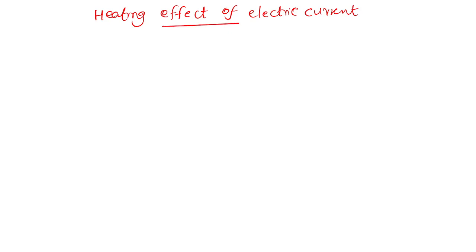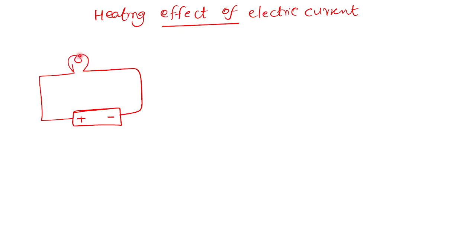When you use the electric bulb, the old electric bulb is using this principle, the heating effect of electric current. Suppose I have a battery, and this battery is connected across a bulb. What happens? The flow of charges, or flow of electrons, takes place from one terminal to the other terminal. This is the filament of the bulb. Look at this. What is this? This is the filament of the bulb.